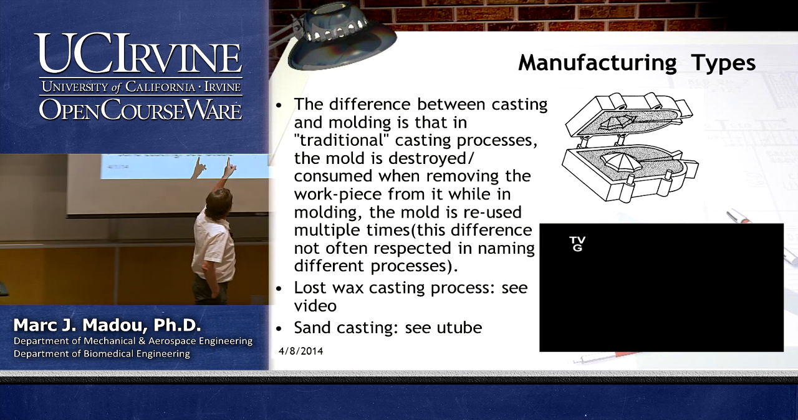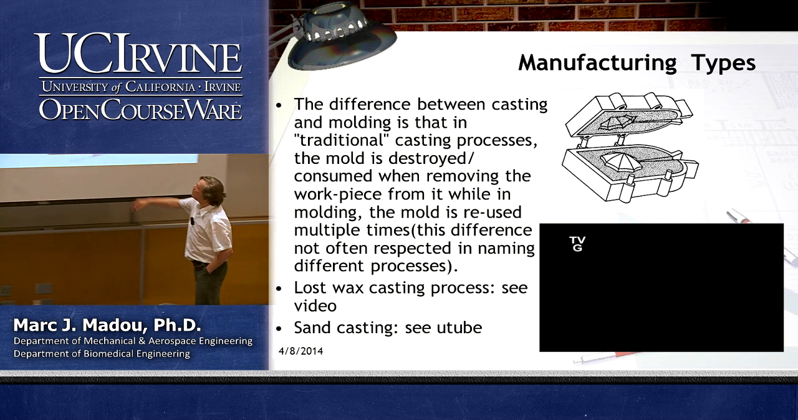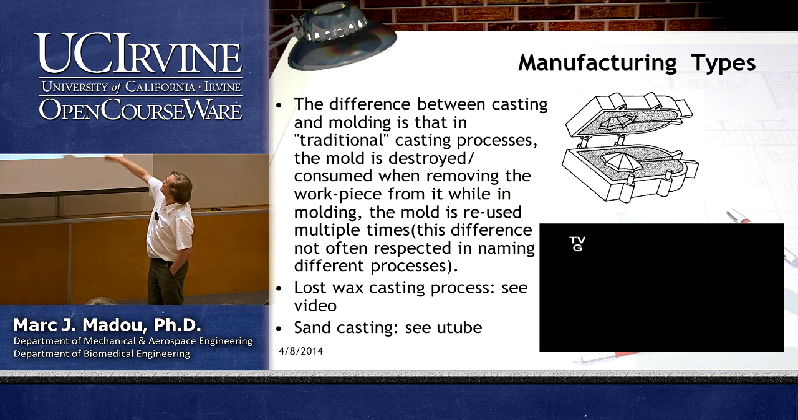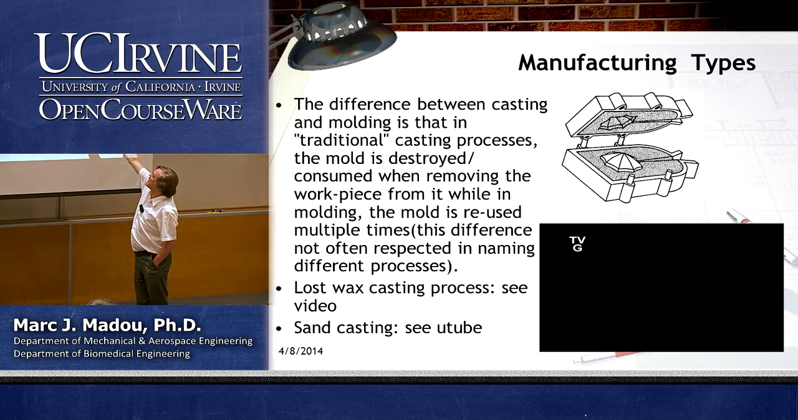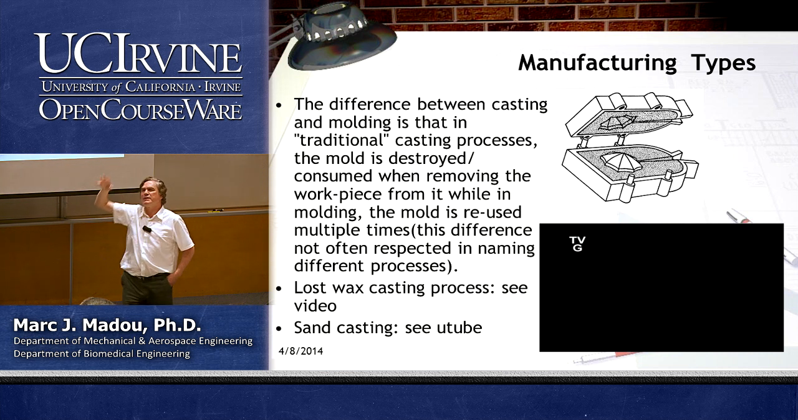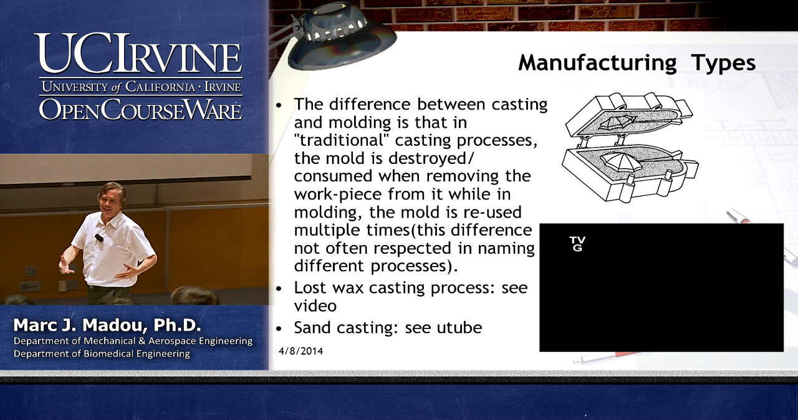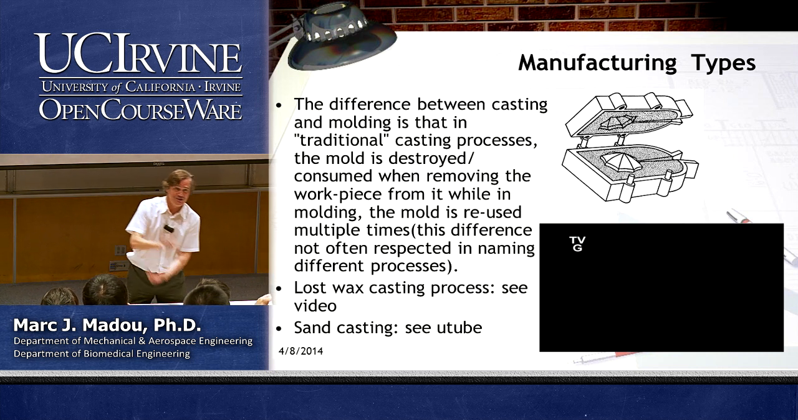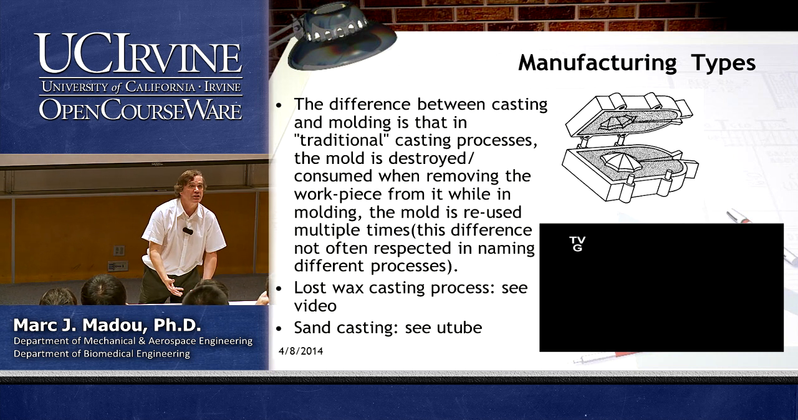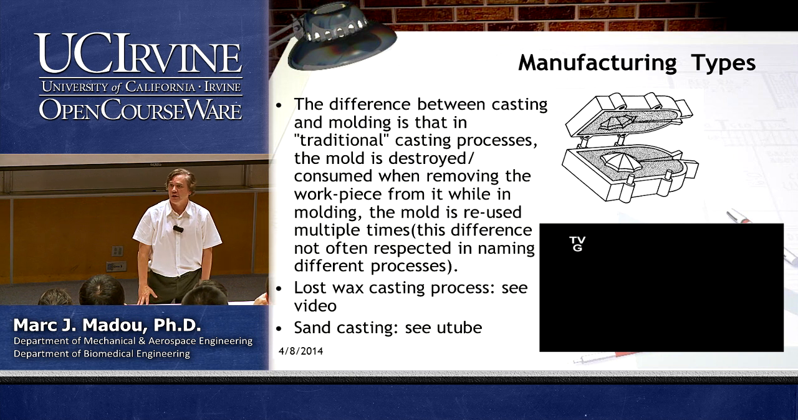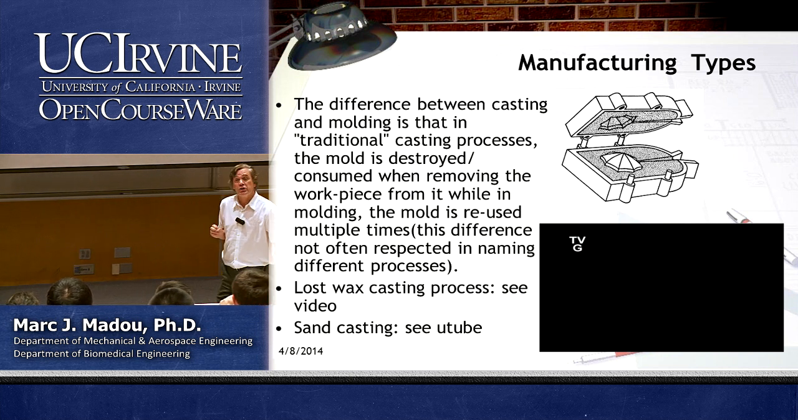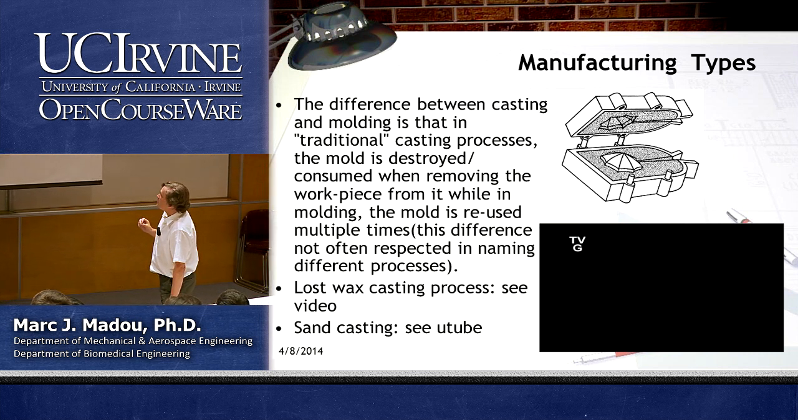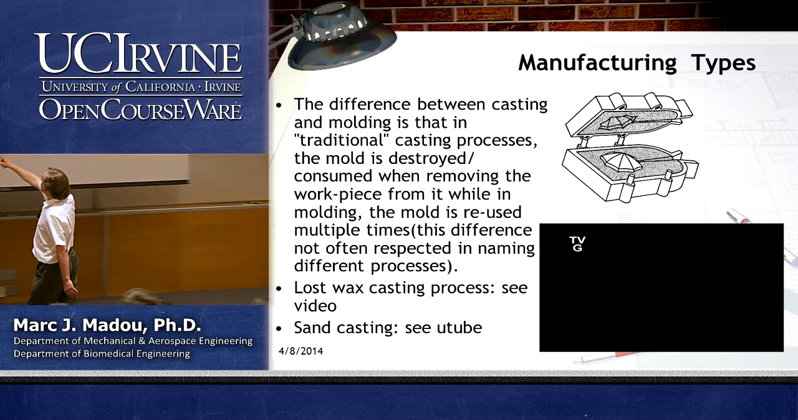But first, before going on, the difference between casting and molding is that in traditional casting processes, the mold is destroyed. For example, here you have sand casting on the top. I will not show a video of that. You can Google that, but you can kind of get the picture, right? You make an impression in sand, then you pour the material into that impression, and voila, you have made your product. But the one that I'm going to show you is probably one of the mainstays, maybe the most important one, which is called the lost wax casting process.